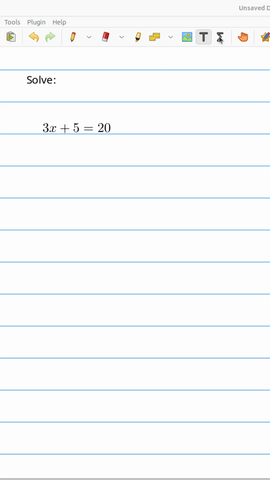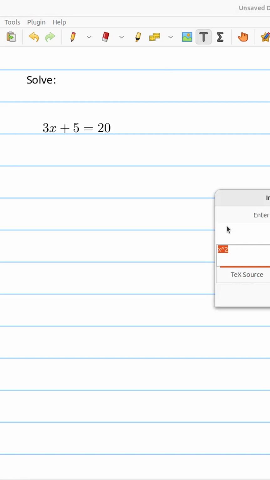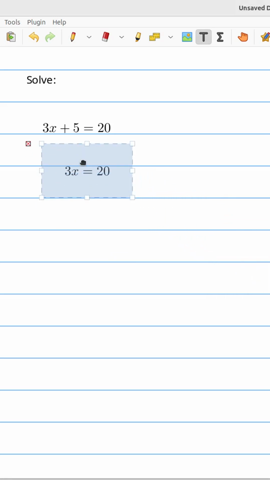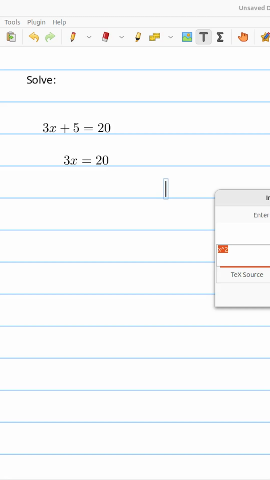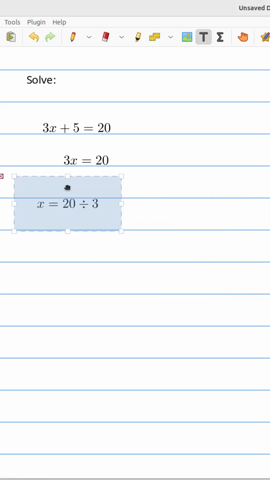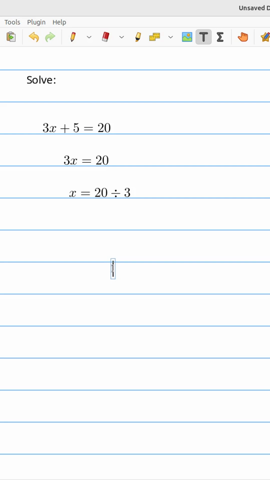Basically they write this. So basically they do not subtract 5 and they just do this, and then after that they try to divide, and they get this, which is wrong basically. So this is wrong, and they forgot to subtract the 5 first.